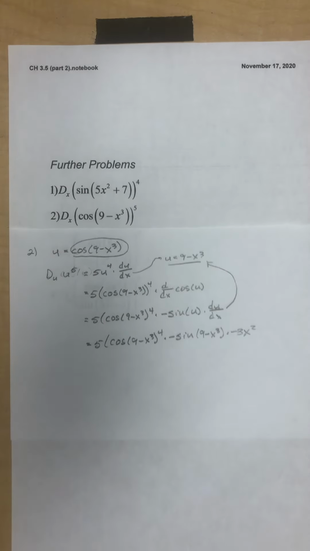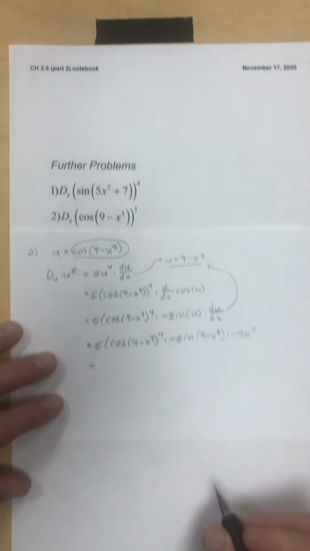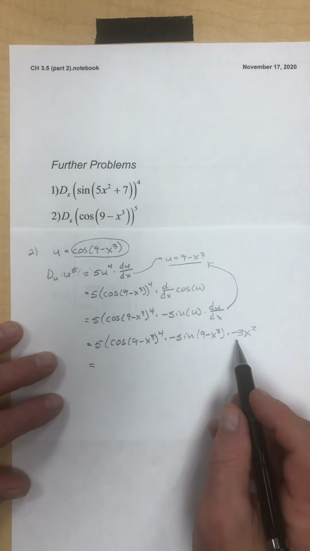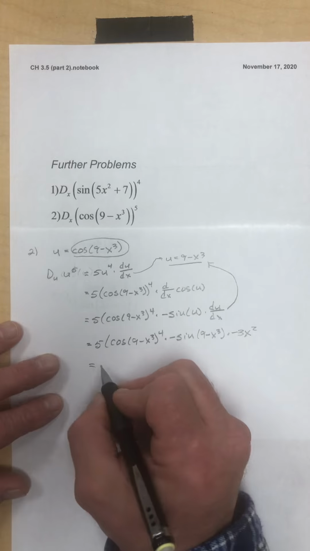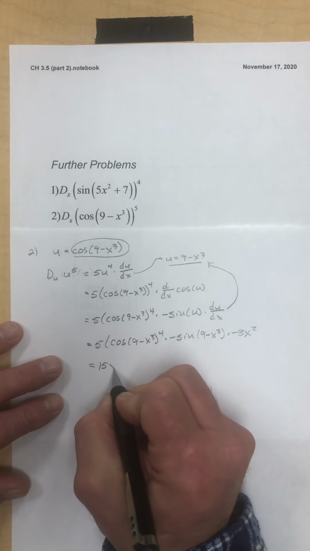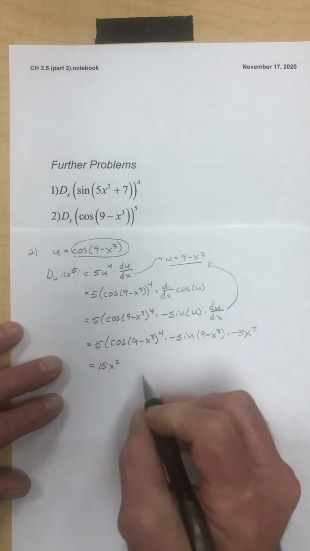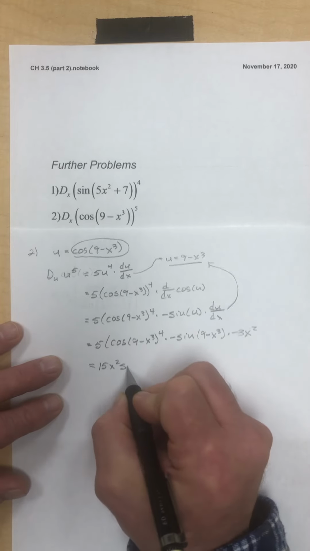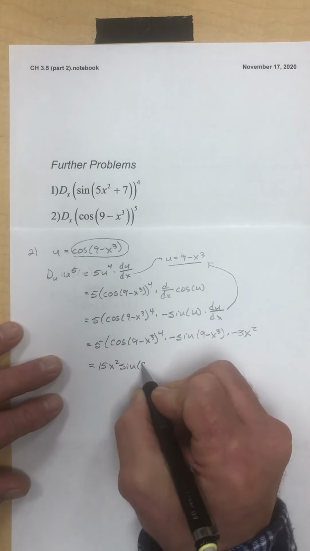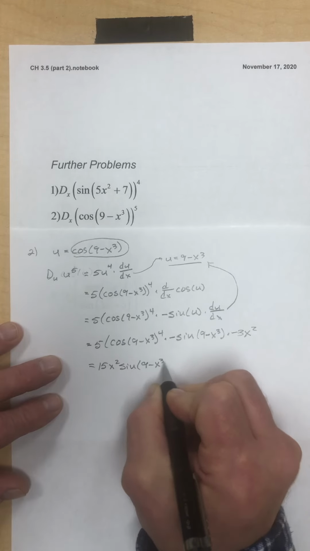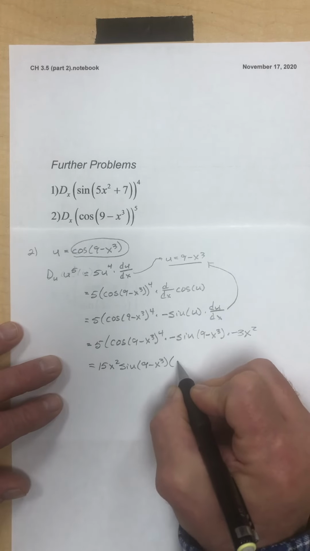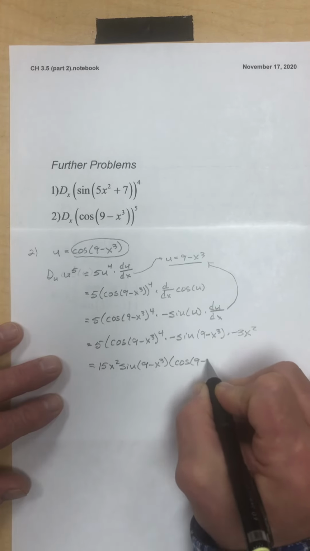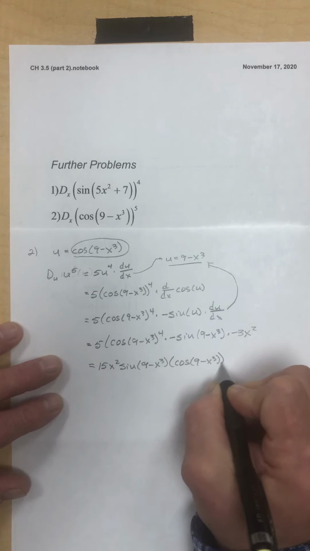And then we just clean that guy up. A negative and a negative cancel each other off. I'm going to get the 3x squared times 5, so I'm going to get 15x squared. Bring the sine out first, times the sine of 9 minus x cubed times the fourth power of cosine of 9 minus x cubed.